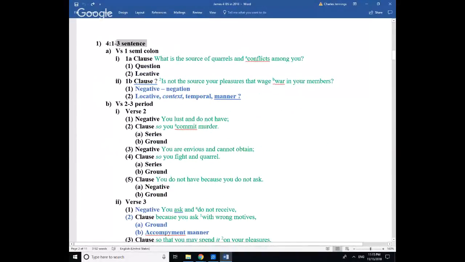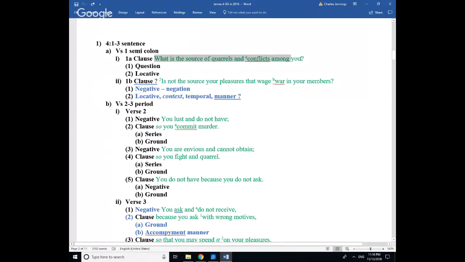In this one, you see how it says 4:1 through 3, Sentence? This is saying this is a Greek sentence, because 4:1 through 10 is one paragraph in the Greek. So even though the verses break down into 3 verses, it's one sentence. The verse 1 in the Greek ends with a semicolon. All right, so here's our first verse that we see.